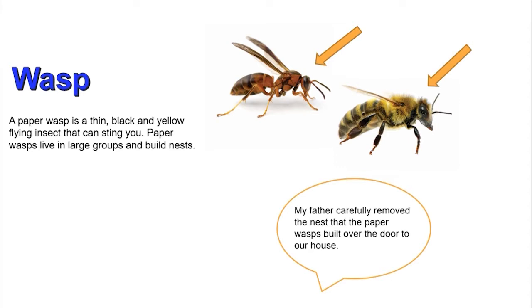What are the differences between these two? Very good. A honeybee is fuzzy and thicker, and a paper wasp is shiny, smooth, and thinner.